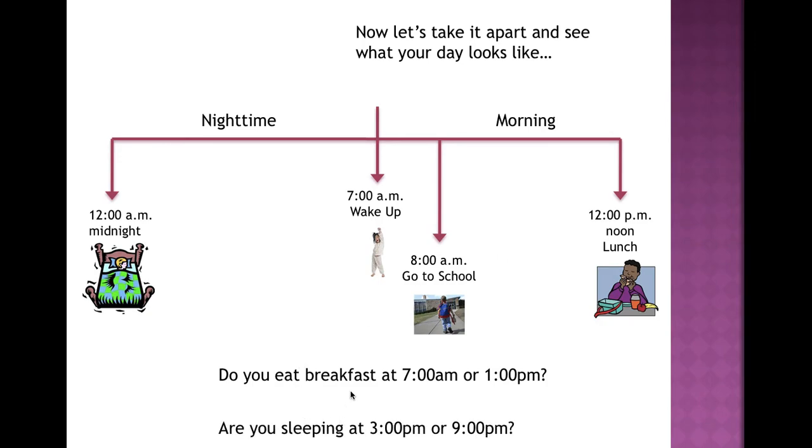Here's some questions. Do you usually eat breakfast at 7 a.m. in the morning or at 1 p.m., which would be an hour after 12? I would say most of us probably are eating breakfast at 7 a.m. because at 1 p.m. we're probably eating lunch. And are we sleeping at 3 p.m., which is when we're still in school doing math, or at 9 p.m.? I'd probably say we're probably sleeping around 9 p.m. at night. Remember, p.m. is night.